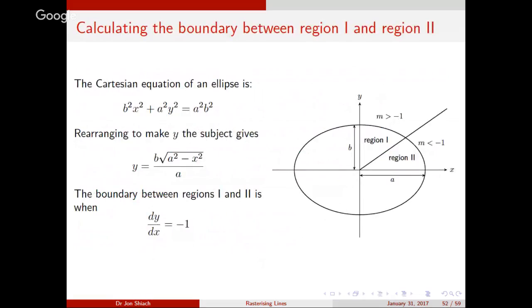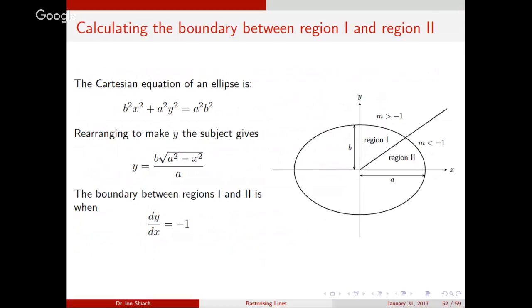Right, so let's proceed as before. We use a Cartesian equation of a circle. This time we're going to use a Cartesian equation of an ellipse, so it's slightly more tricky. You've got the minor radius squared times x squared, plus the major radius squared times y squared, equals a squared times b squared.